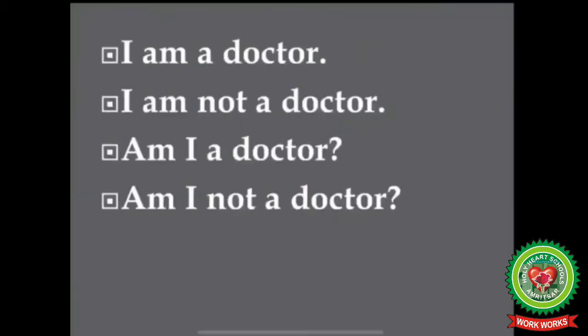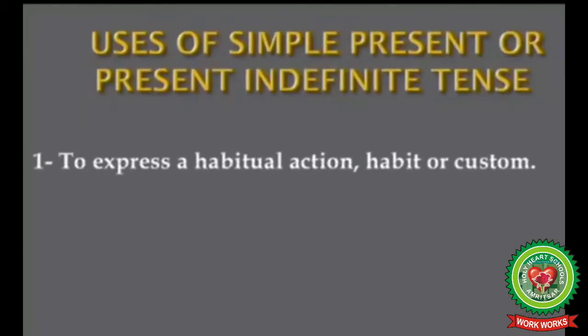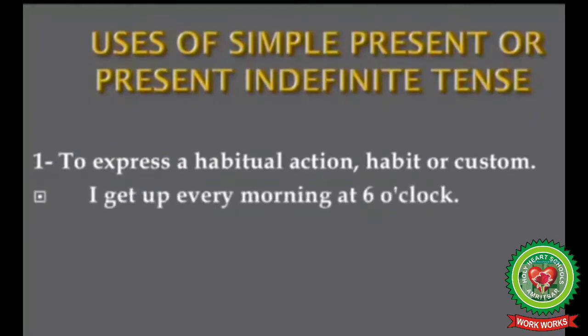Let us take one more example. I am a doctor. I am not a doctor. Am I a doctor? Am I not a doctor? I hope you have understood all the conversions. Now let us discuss the uses of simple present tense. So number 1 on the list is to express a habitual action, habit or custom. So for example, I get up early morning at 6 o'clock.